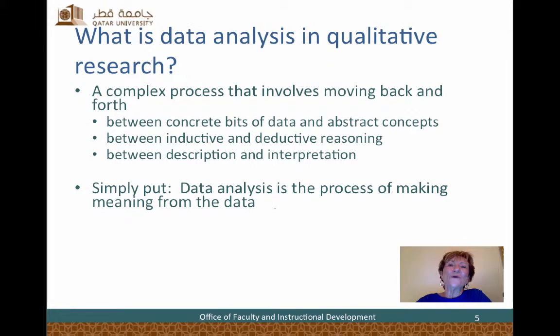So let's look at what data analysis is in qualitative research. Actually, it's just a complex process that involves moving back and forth between the data and the abstractions, between inductive and deductive, descriptive and interpretive, going back to the literature, going back to the observations, going back to your analysis. And so it's this dynamic process of making meaning from the data.